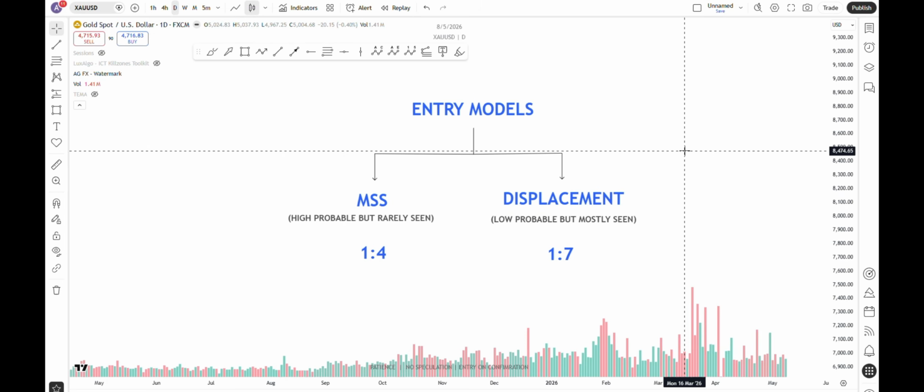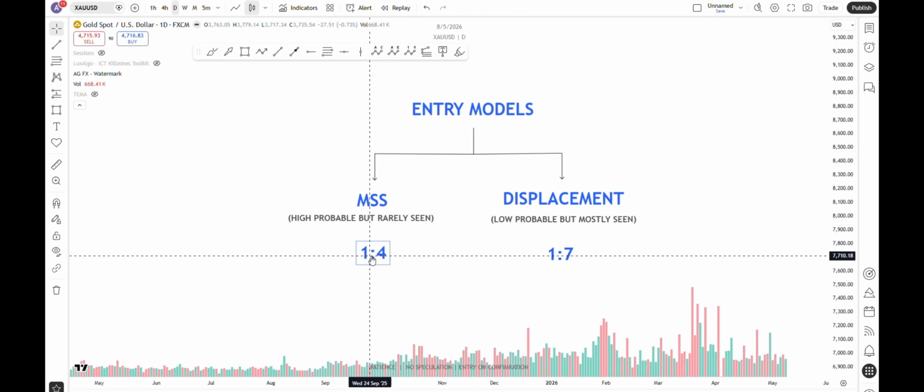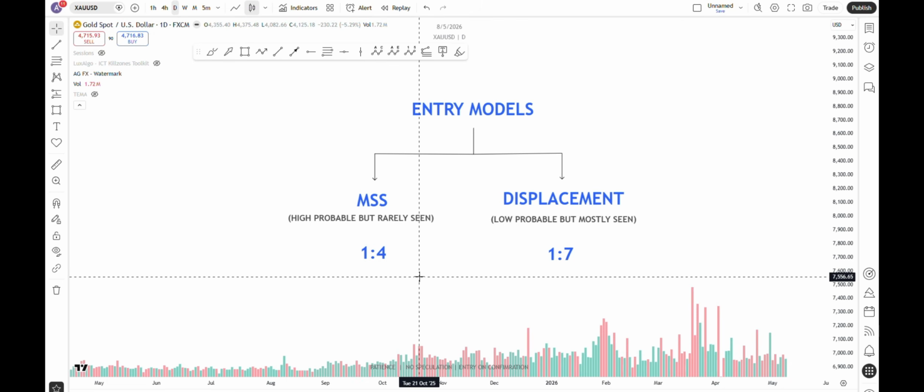Now risk to reward is very important to talk about whenever we are talking about different entry models. So since market structure shift is a high probable entry model, you are going to get 1:4 most of the time, or maybe a little bit higher, 1:5, 1:6, depending upon the gap between your entry and the liquidity, which will be your target. But 1:4 is basically the standard risk to reward that you can get in gold.